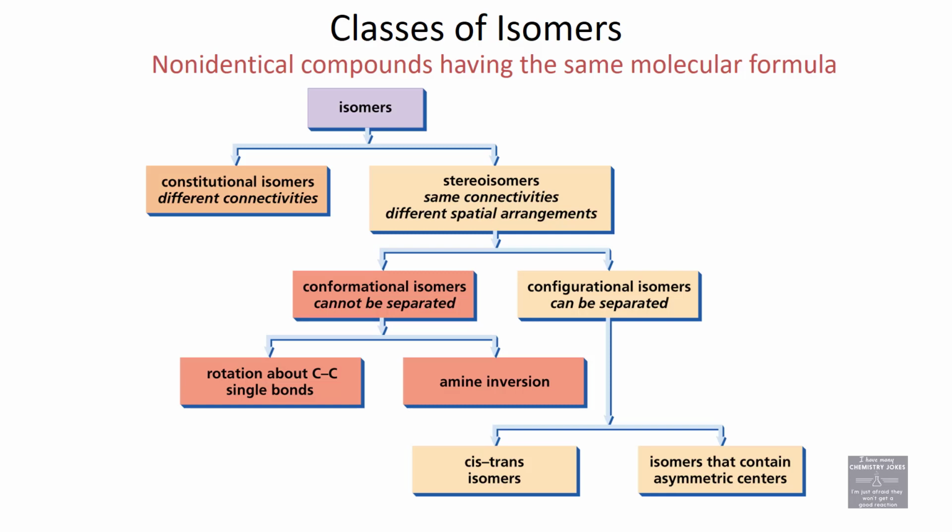It's time to talk about classes of isomers. Isomers, according to the official definition, are non-identical compounds having the same molecular formula. So there are two main classes of isomers, constitutional and stereo. Constitutional isomers would have a different name according to routine IUPAC naming.